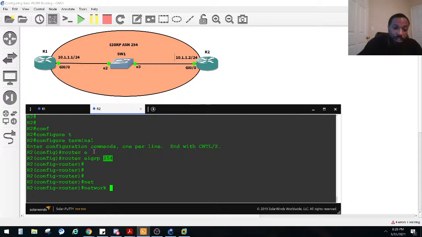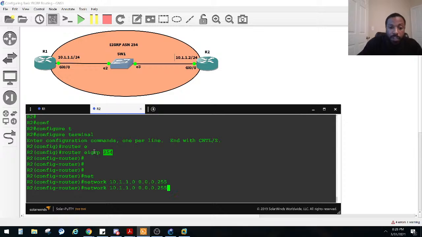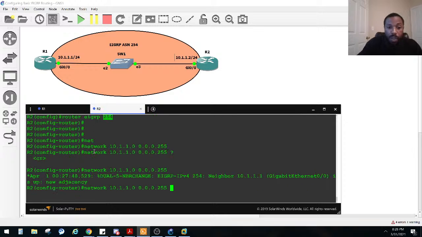So anyway, network address is 10.1.1.0, and we're going to put the wildcard mask so we can put exactly that network, right? And notice we don't have to put the area like we did last time. There are no other options. And notice, boom, we got the neighbor that came up, right? So we got DUAL, right?